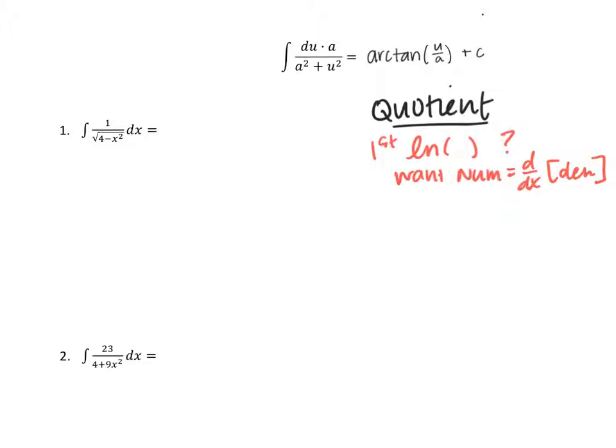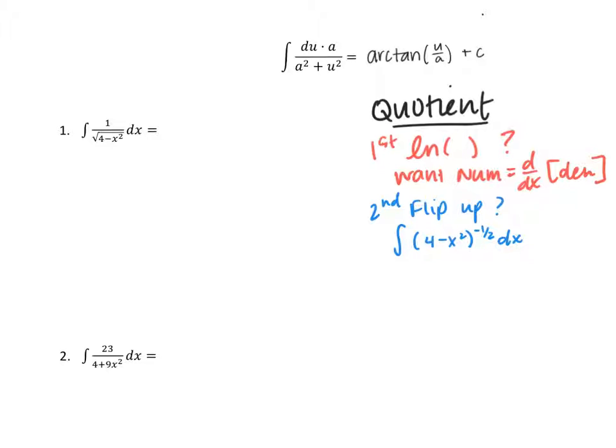So the first thing you want to try is, is it a natural log question? The second thing you want to look at is, is it one of the flip-up questions, where I bring my denominator up and raise it to the negative power? If I do that, this question becomes the integral of (4 minus x squared) to the negative 1/2 dx.